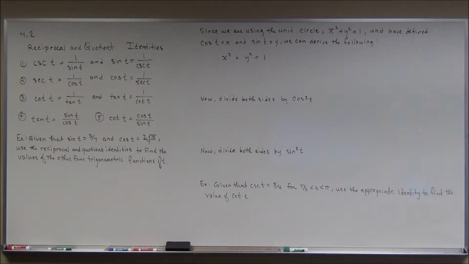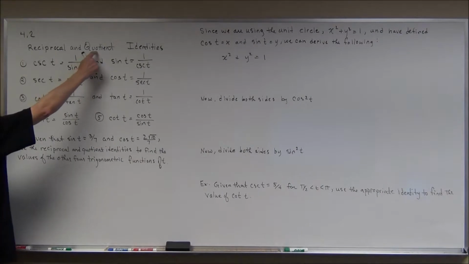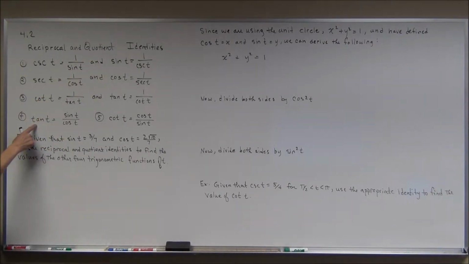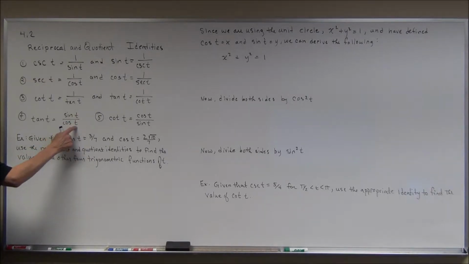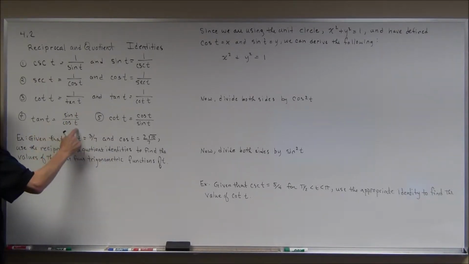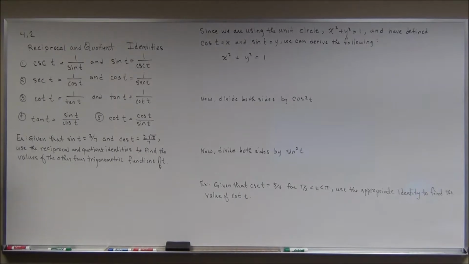Now, also, and I mentioned this before, quotient identity, we determined that the tangent of t, well, when we were looking at a unit circle, we were looking at it as y over x, and of course the sine's the y and the cosine's the x, so y over x makes sense that it's sine over cosine, the sine of t over the cosine of t. And since again these are reciprocals, just the other way around, the cotangent of t is the cosine of t over the sine of t.